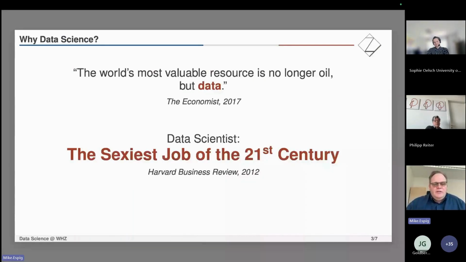Why study data science here in Zwickau? Let me give you 2 answers from people much more famous than me. Already in 2017, the British magazine The Economist wrote, "The world's most valuable resource is no longer oil, but data."